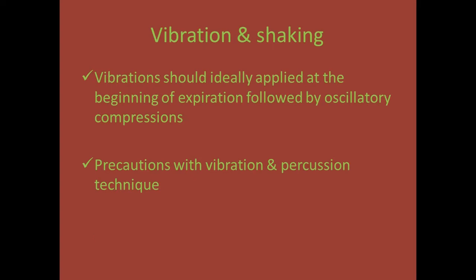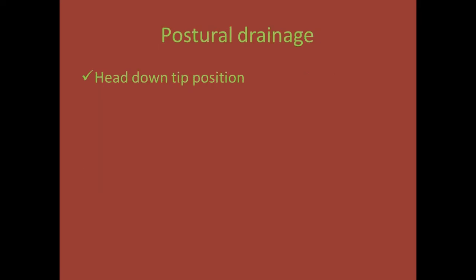The second technique is vibration and shaking. Vibration should ideally be applied at the beginning of expiration, followed by oscillations. The precautions for vibration and percussion are the same as we follow in adults. Only remember that vibration and shaking are done in the expiratory phase of respiration, whereas percussion can be done irrespective of the phase of respiration.